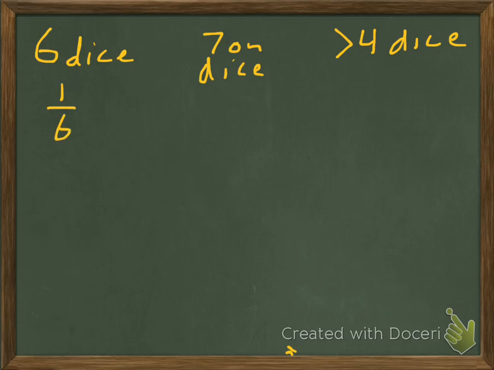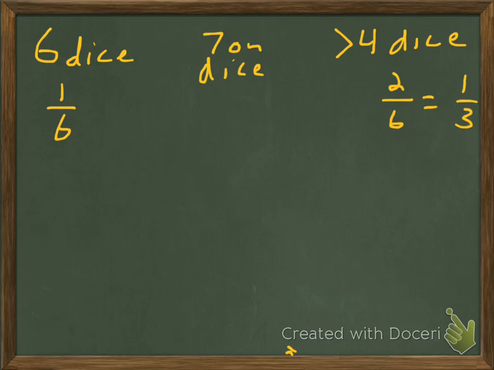And what are the chances of rolling a number greater than 4? 2 out of 6, or 1/3. Now, the middle one is a little more difficult. We've got to figure out how many different combinations give us 7, and how many different combinations there are in total.